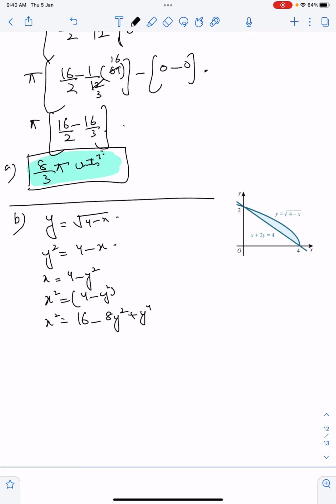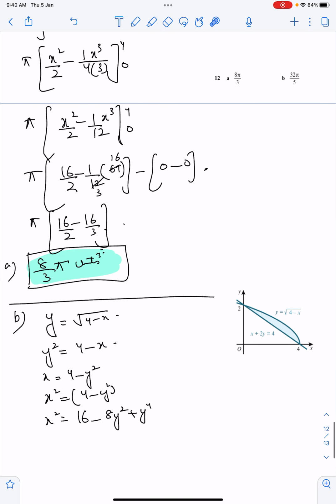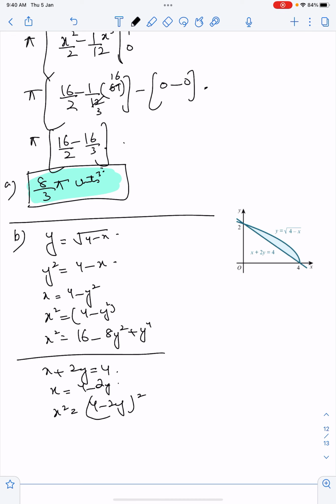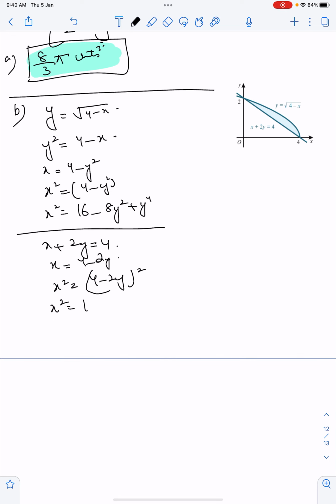Okay, now I already have x square of this equation. I have to get the x square of the second equation now, which is x plus 2y equals 4. Make x the subject, 4 minus 2y, x square equals 4 minus 2y the whole square. So it's going to be 16 minus 2 into 4 is 8 into 2 is 16y plus 4y square.